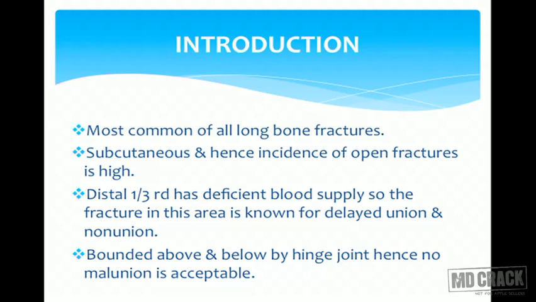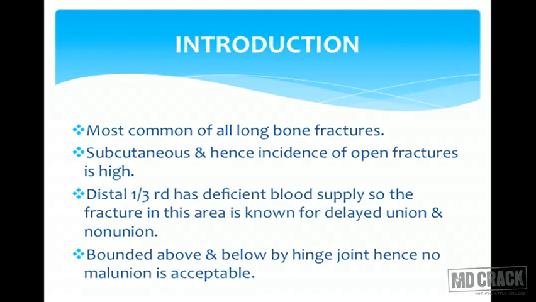The distal 1/3, that is the lower part of the tibia, has quite a deficient blood supply. So the fractures in this area are very notorious. There are a lot of causes of delayed union, means the union of the bone occurs much later. And secondly, it can also lead to non-union of the fractures.